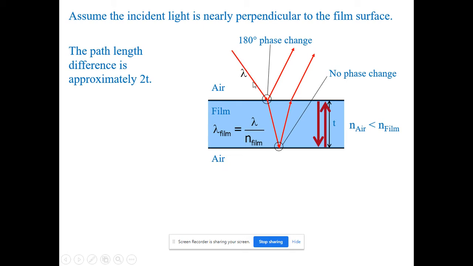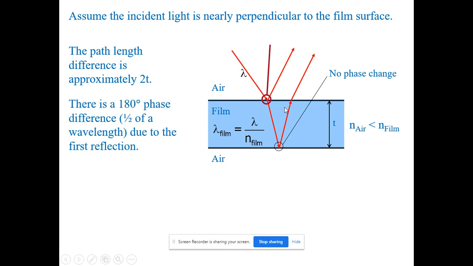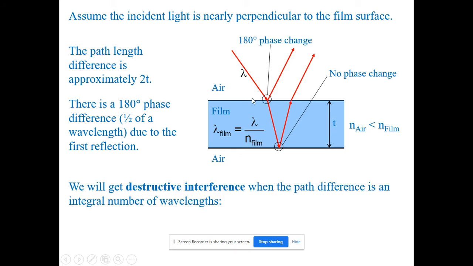If we consider this ray which is perpendicular to the thin surface, it will travel approximately 2t more distance. So there is a 180-degree phase difference due to the first reflection, and 2t also.